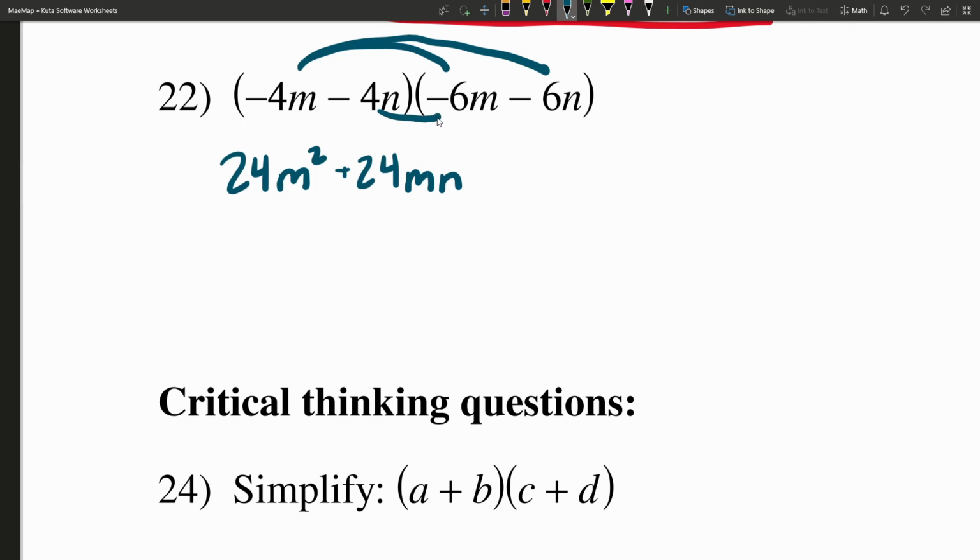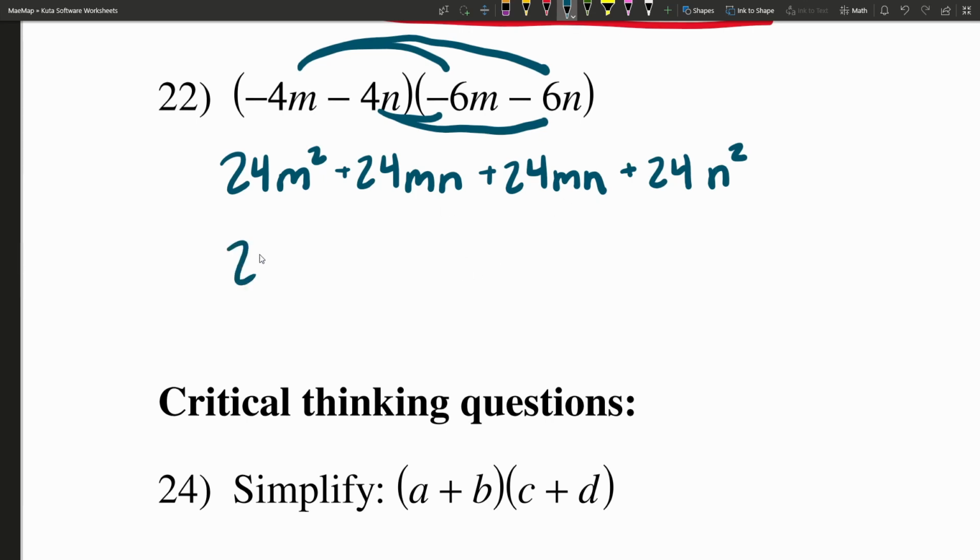Then, finally, negative 4n combined with each of those terms, we have negative 4n times negative 6m is a positive 24nm, or mn. Remember, the order doesn't matter in which we write it. And then negative 4n times a negative 6n is a positive 24n squared. And you can see here that we have an mn and an mn, both to a degree of 1, which can be combined.